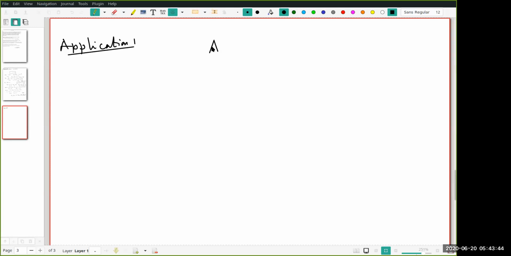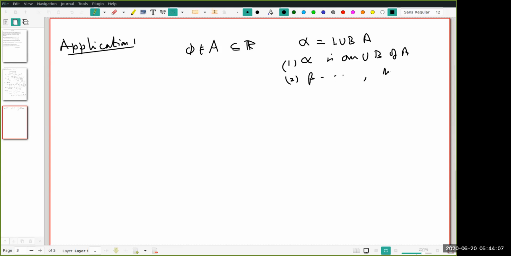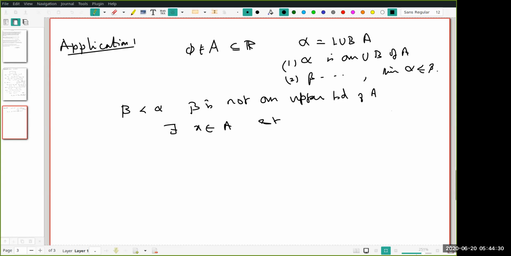So all of you know what is meant by alpha being the LUB of A. So what does it mean? A real number alpha is the LUB of A if alpha is an upper bound of A, and if beta is an upper bound of A, then alpha is less than or equal to beta. In particular, if beta is less than alpha, then beta is not an upper bound. That means there exists an X in A so that X is strictly greater than beta. Of course, it will be less than or equal to alpha because alpha is an upper bound.